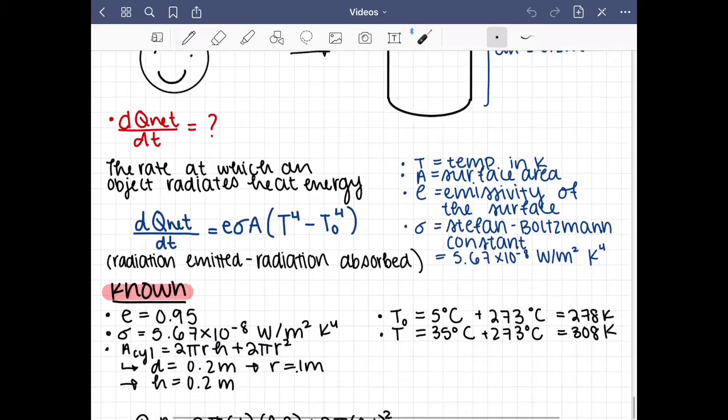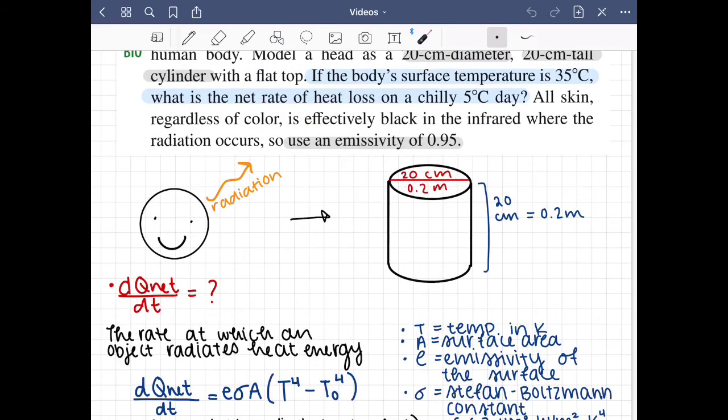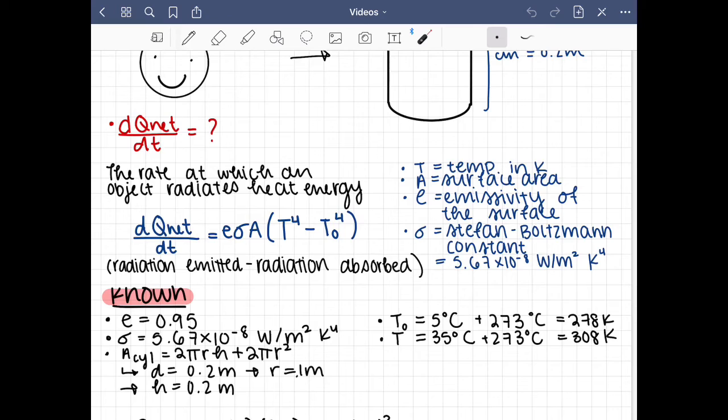So, to use this equation, we need to have what E is. We were already given what the emissivity of the surface is in the problem. Here we were told to use 0.95. Next, we would need the Stefan-Boltzmann constant, and we already know that that is equal to 5.67 times 10 to the negative 8 watts per meter squared times kelvins to the fourth.